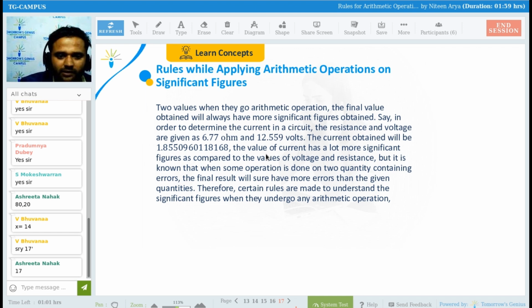Rounding off. After this particular thing, we are going to talk about rounding up, and the correct answer is yes, 17. Okay, read this also.